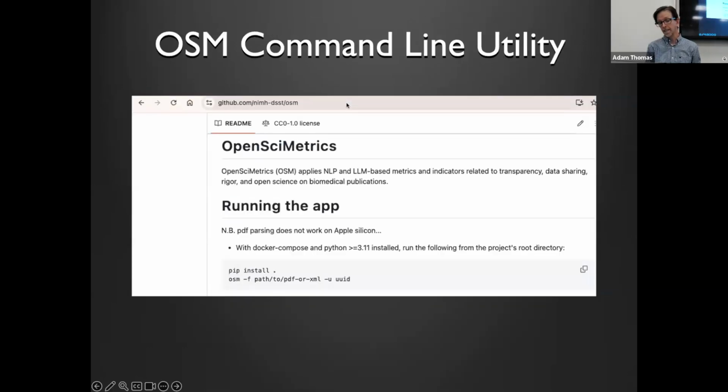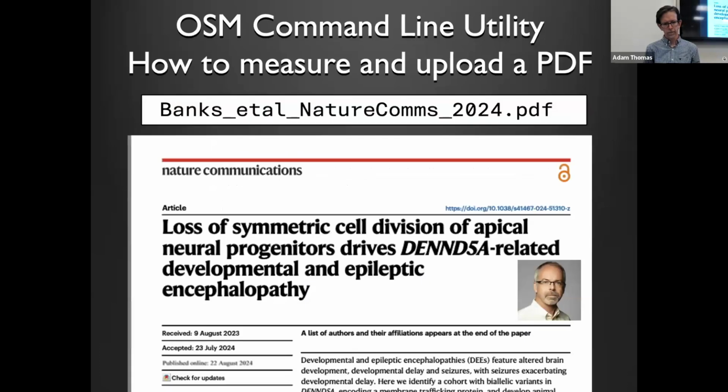And for the second deliverable, we also have a command line utility. So you can download this, you can do a pip install, and you can run it on any given PDF. Right now, you hand it a unique identifier like a DOI or a PubMed ID, but in our next version, we'll be able to scrape that directly out of the publication. And then it will run the metric against that PDF. First it converts the PDF to an XML format, and then it searches the text for these indicators, and that goes up to the database.